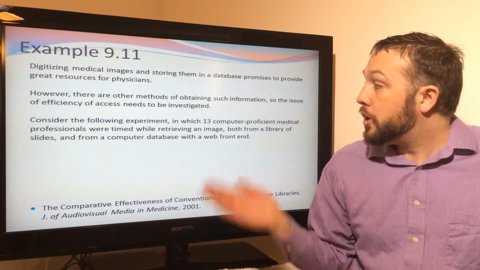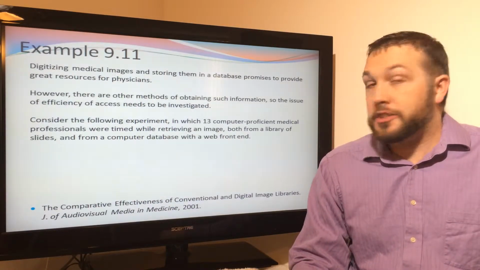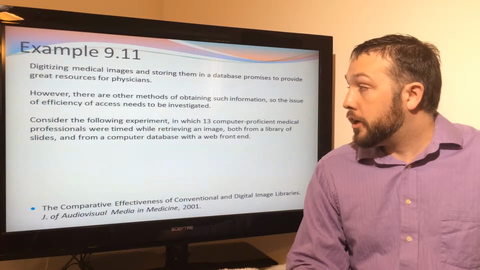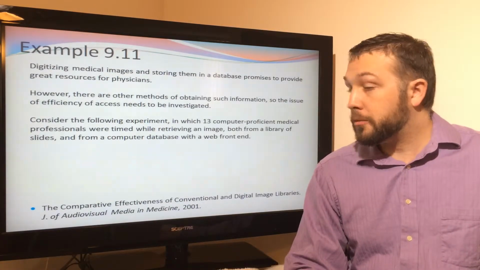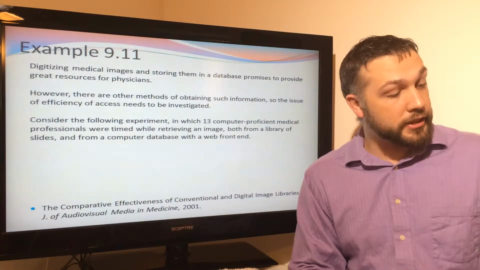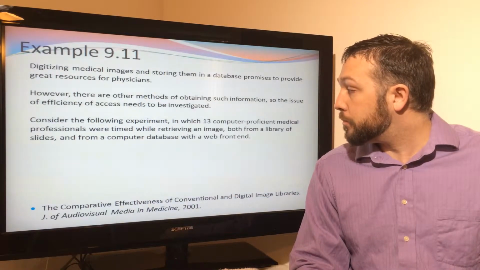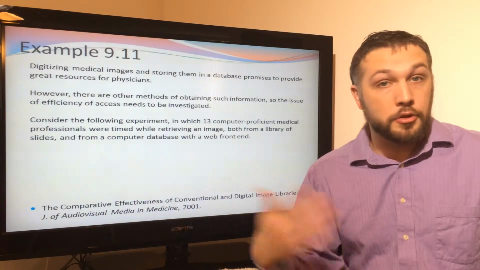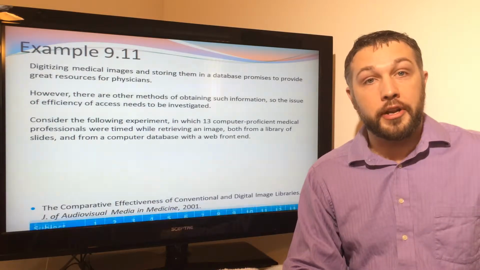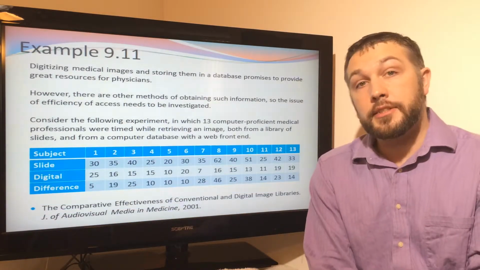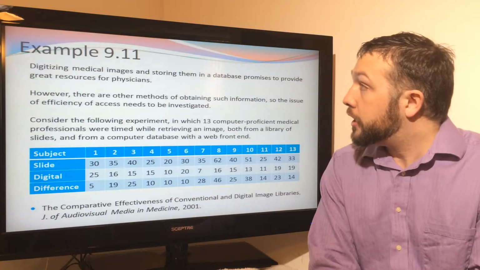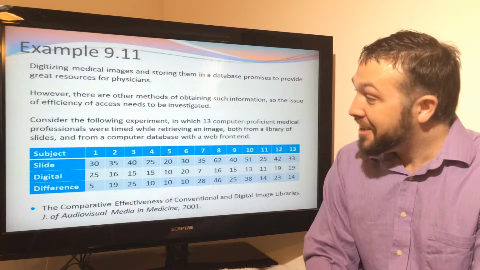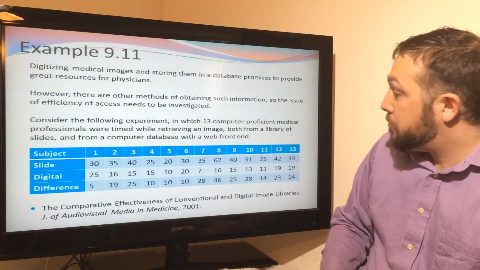But let's take a look at it. So 13 computer proficient professionals were asked to retrieve medical images of some sort. They had two ways that they were doing so. One was from slides that they were actually thumbing through and physically removing the medical tests. Maybe they were x-ray slides or something like that. The other alternative was just go through a computer database with a web front end. So these are the times it took to retrieve each medical image, and I'm guessing this is in hours. No, probably in seconds. But as you can see, a clear trend emerges right away.